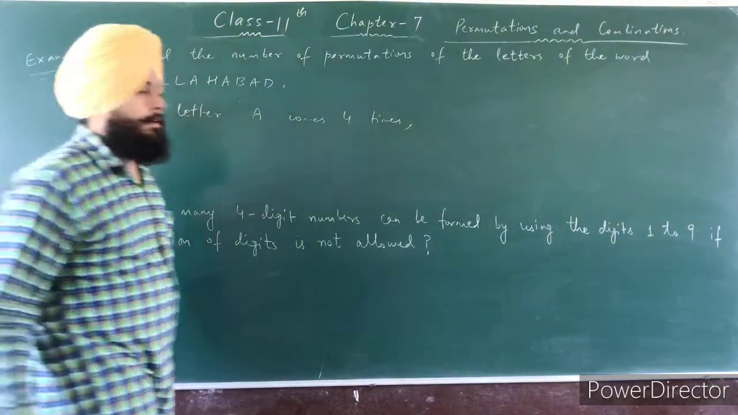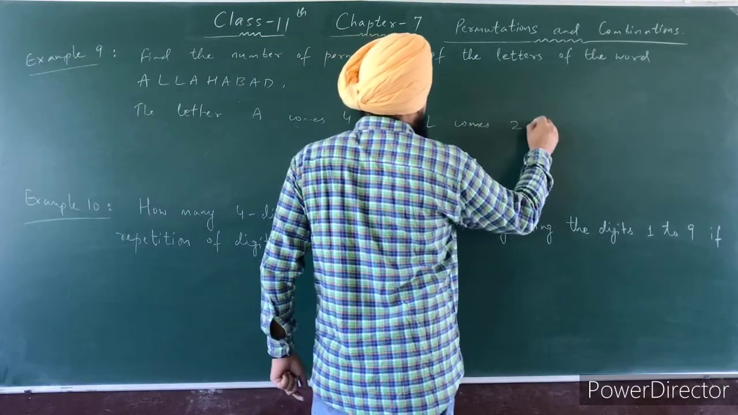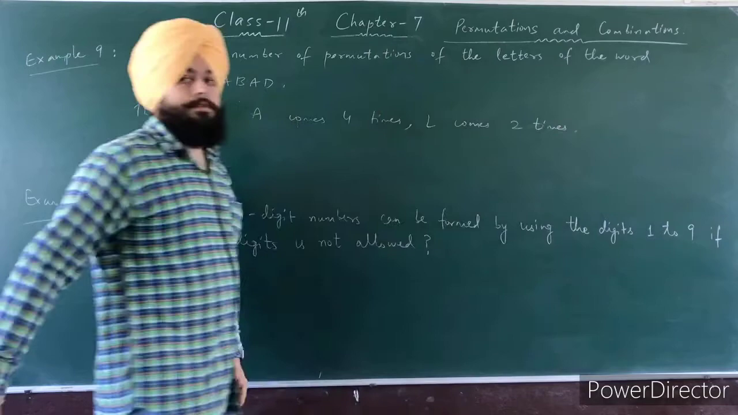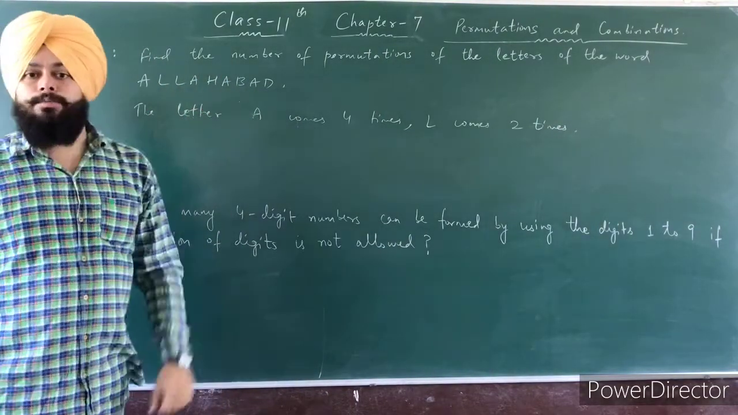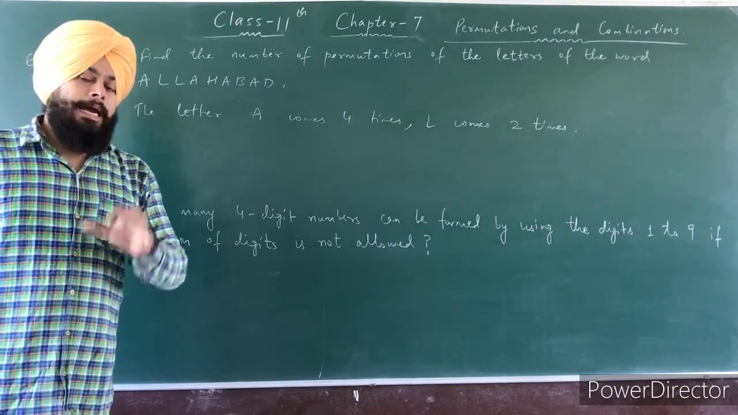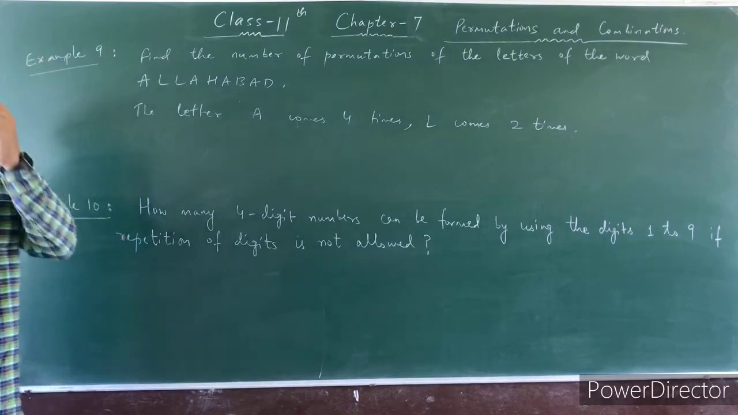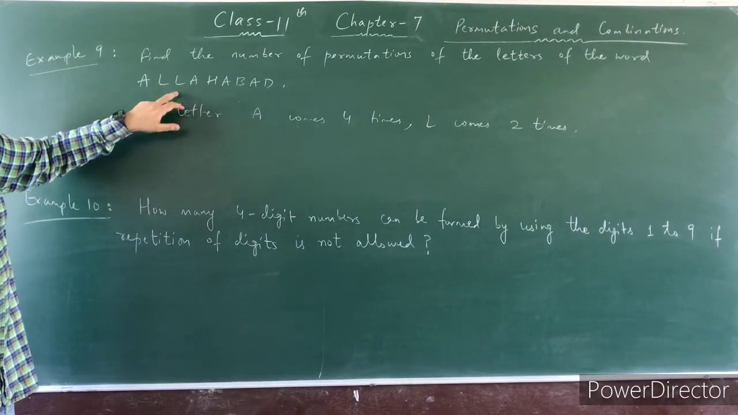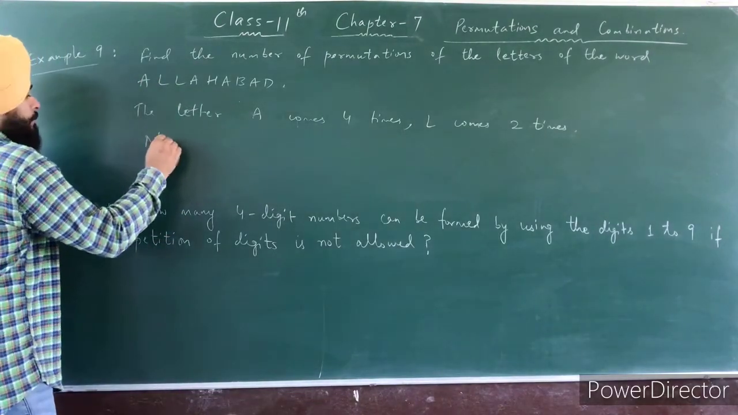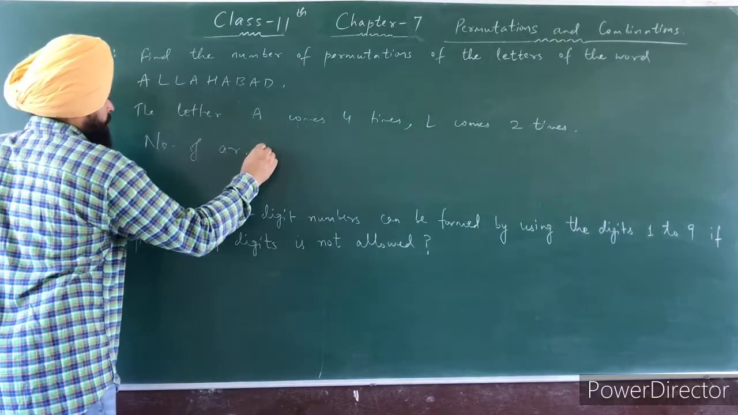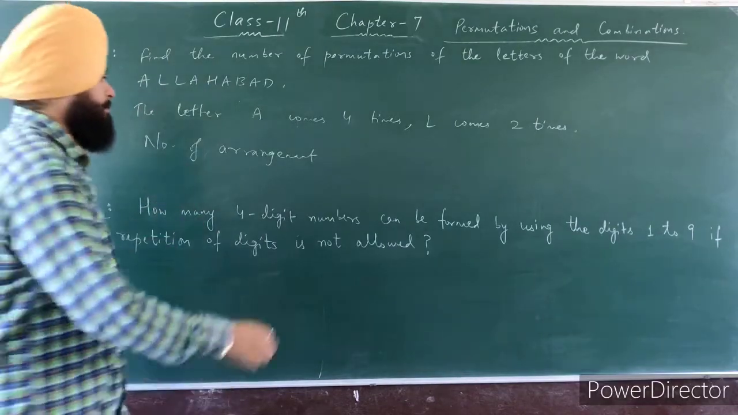Next, letter L comes how many times? 2 times. So there are total how many objects? 1, 2, 3, 4, 5, 6, 7, 8, 9 objects. There are total 9 objects, and we have to take all the 9 objects at a time. But the condition here is that there is repetition of 2 letters, A and L. Clear? So you can find the number of arrangements, or you can say the number of ways.